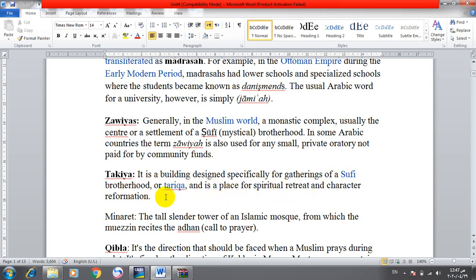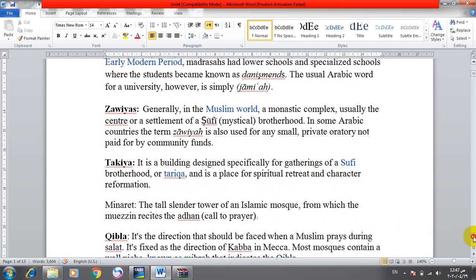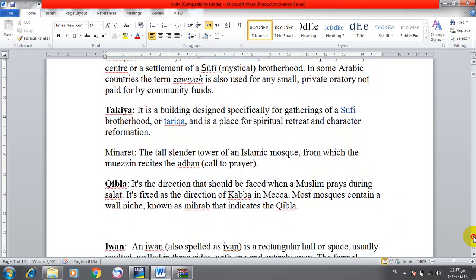بعد كده عندي منرت اللي هي المأذنة. The tall cylinder tower of an Islamic mosque from which the muazzin recites the adhan اللي هو call to prayer. بعد كده القبلة.